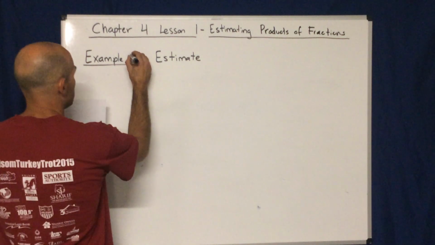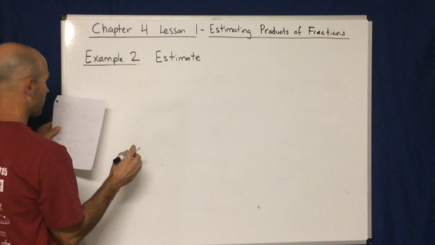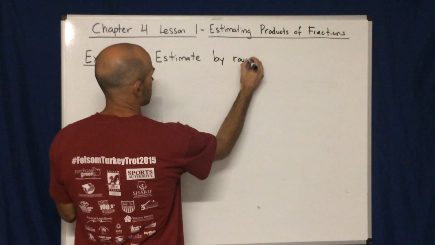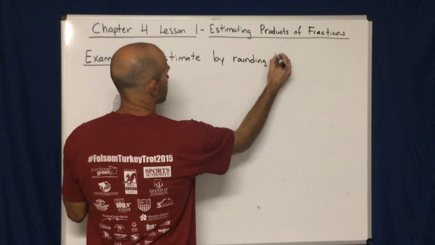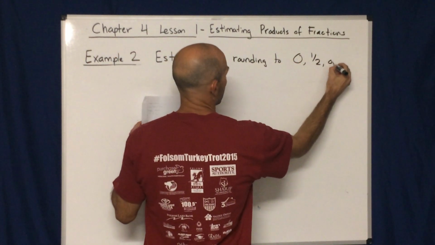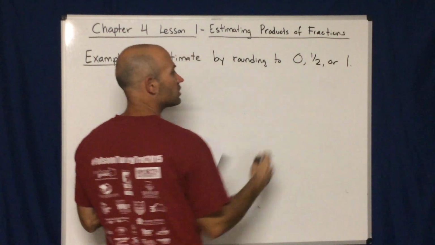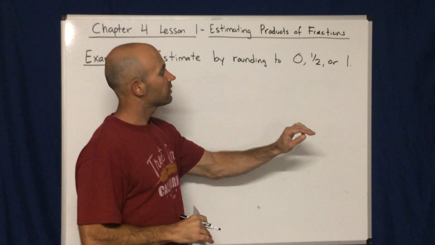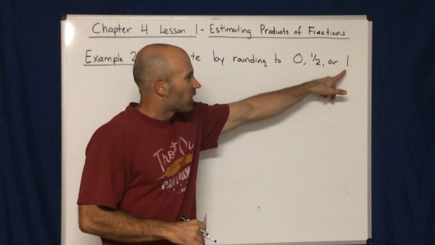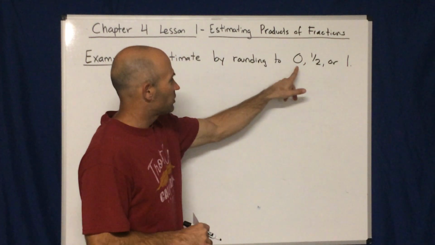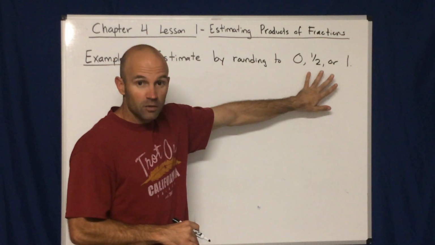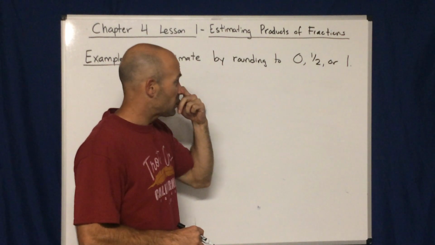So example 2, and I'll build this into the directions. Estimate by rounding to 0, 1/2, or 1. So numbers that we should think of as being very easy to work with. It's not too hard to take half of a number. It's not too hard to multiply a number times 1. It's not too hard to multiply a number times 0. So we're going to round our fractions to just one of these three specific fractions here.